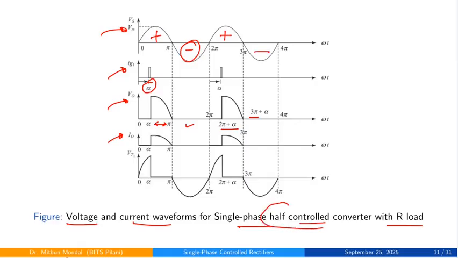So hence it is known as a half controlled converter. Now, if you see the thyristor voltage, the thyristor will be turned on at the firing angle alpha, and full reverse voltage will be applied from pi to 2 pi. So the thyristor has to sustain that reverse biased voltage.